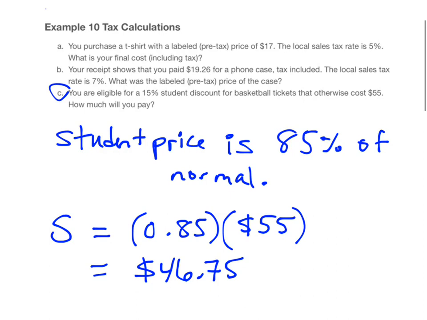All right, so we've understood it, we've solved it, and then to explain it, you might want to just write a sentence. The student price is $46.75. You could even say which is 85% of the normal price of $55. Okay, and that makes sense. It is less than 55, so you're probably on the right track.